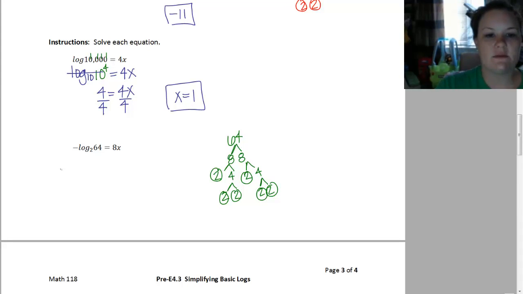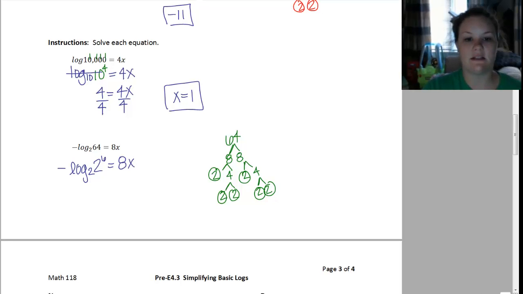So I can write this one as negative log base 2 of 2 to the 6th power equals 8x. And then notice my log base 2 and 2 are inverses, so those cancel. So I'm left with the -1 out front times the 6 from my exponent is equal to 8x. Okay. So I end up with -6 is equal to 8x, and then I just divide off my 8. When I divide off my 8, I get x is equal to, after I reduce, -3/4.